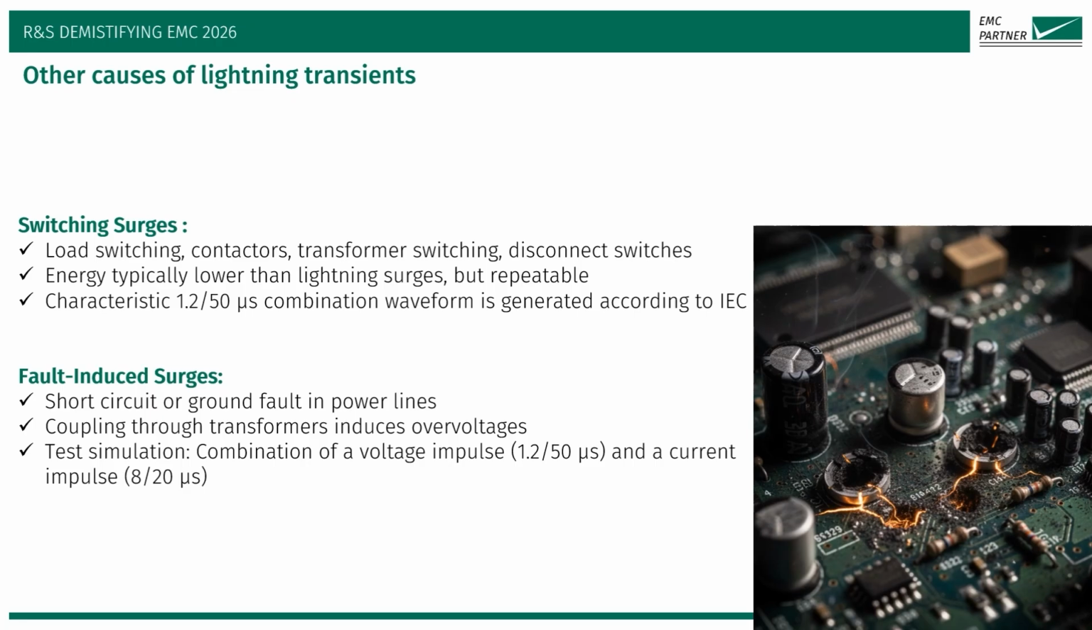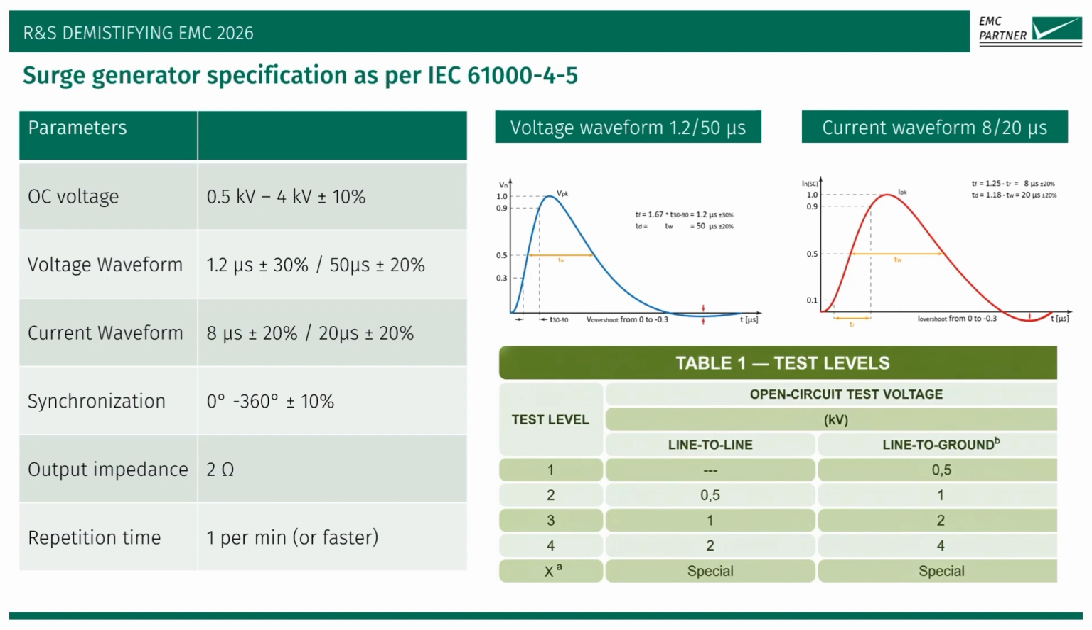To ensure protection, we simulate this using a combination wave generator, as I said before. This slide outlines the technical specifications for the combination wave generator, or CWG, as per standard 61000-4-5. The generator is defined by two primary waveforms, the 1.2 by 50 microsecond open circuit voltage impulse you see on the right side, and also the 8 by 20 microsecond short circuit current impulse, including tolerances for peak, rise time, and pulse width, as you see also on the left side.